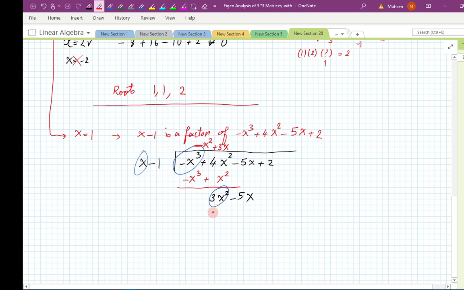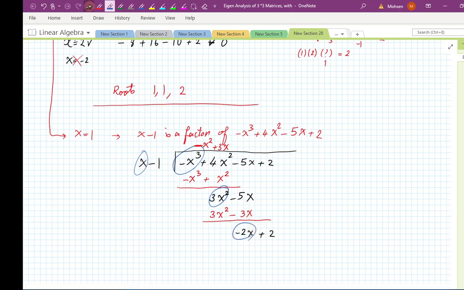Multiply back, so I get 3x squared minus 3x. Subtract, you're left now with what? Minus 2x plus 2. Okay, take this, subtract this from it, that's what you get. Now what? For the last time, take this, divide by x, and you get what? You get minus 2. Let me write it in the same color.